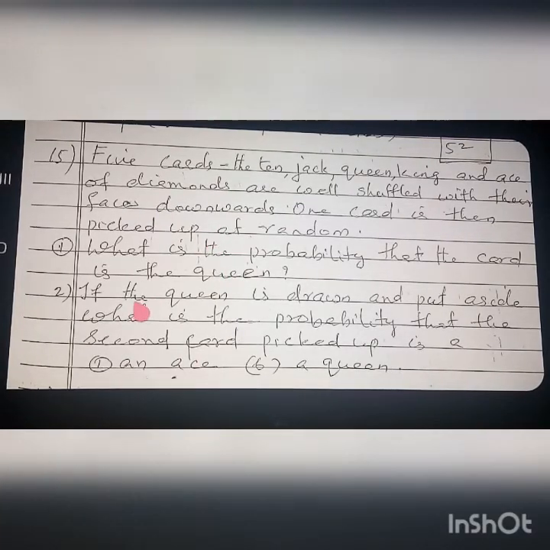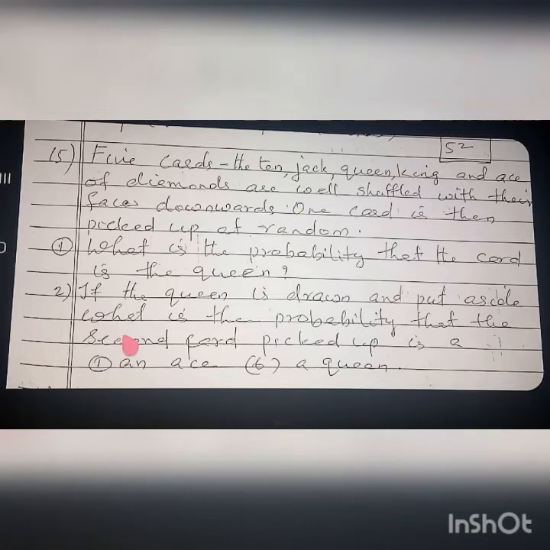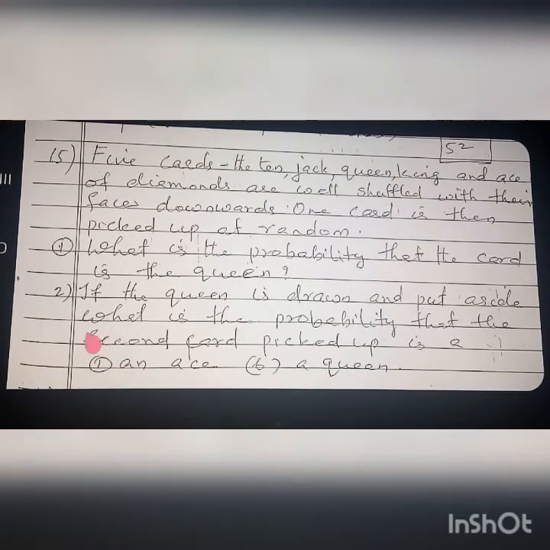And the next question is: if the queen is drawn and put aside, the queen card is drawn and kept aside, then how many cards are remaining? In total there were 5 cards. From the 5 cards, 1 card is taken and put aside, and the remaining cards come to 4. In that case, what is the probability that the card is an ace, and the probability that the card is a queen? That is your question. You have to read the question properly. If you read and analyze the question, probability is very simple to understand. Clear? So, go to the answer part.